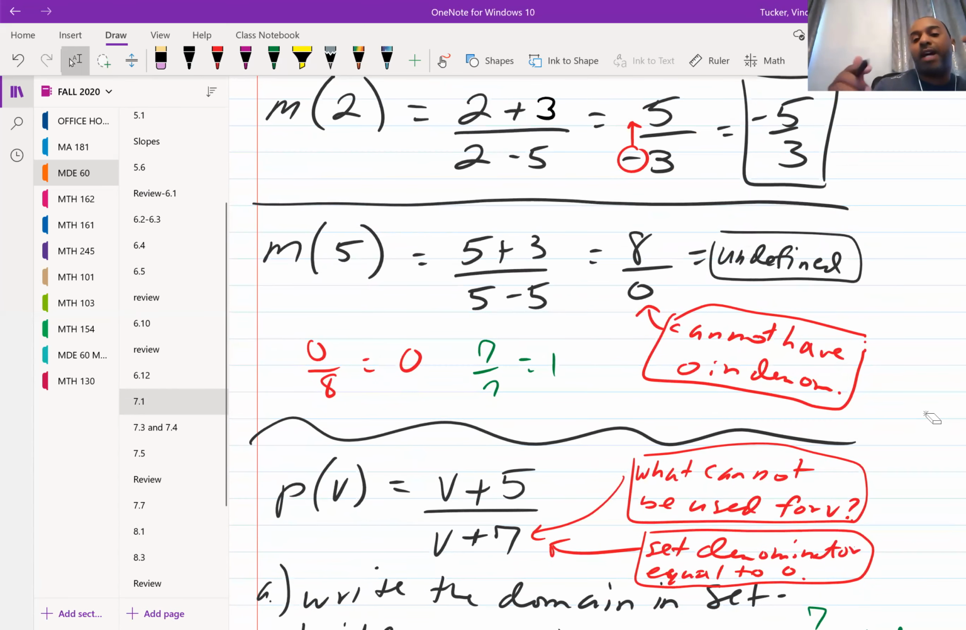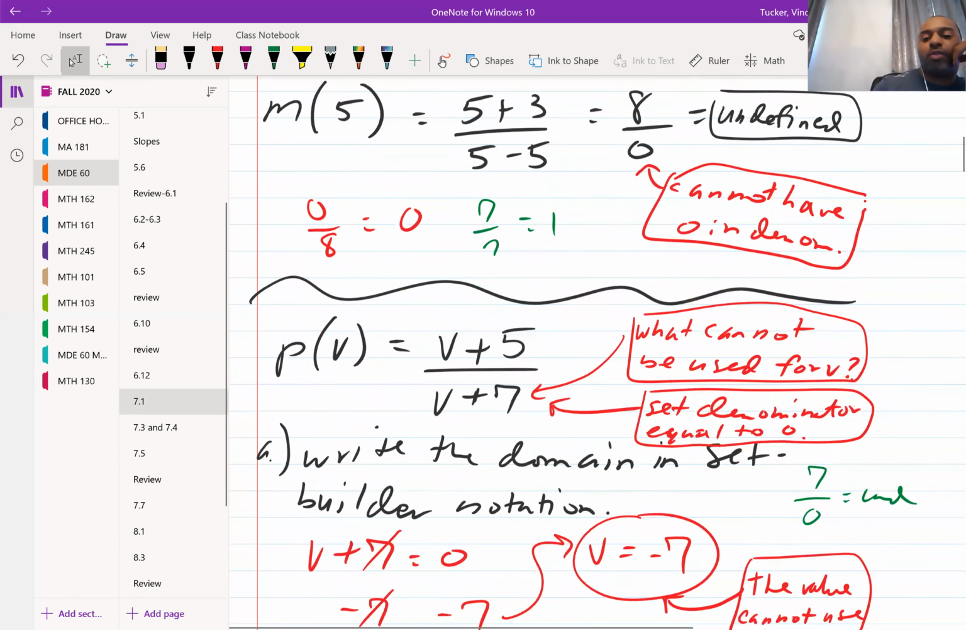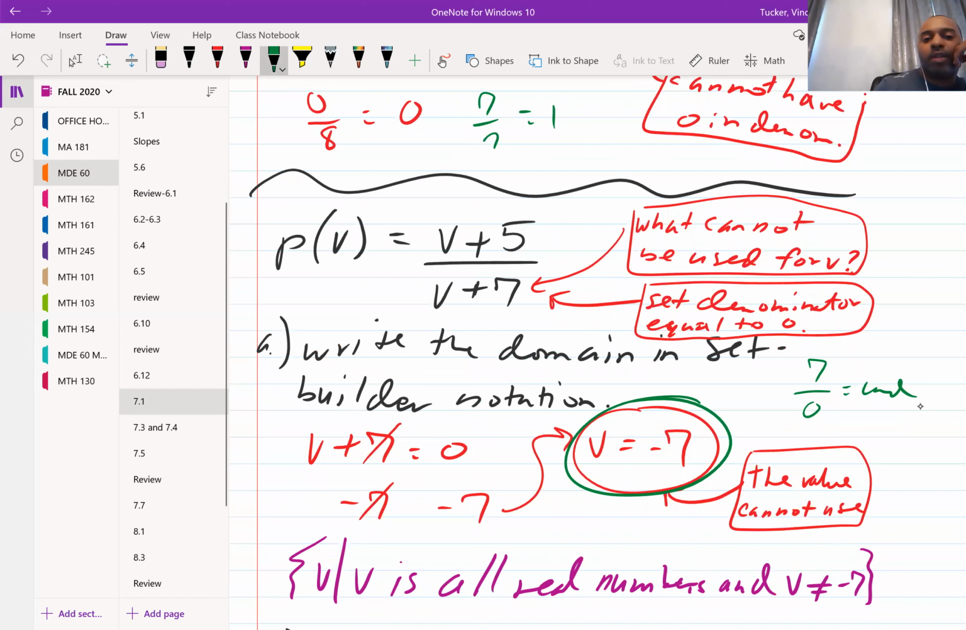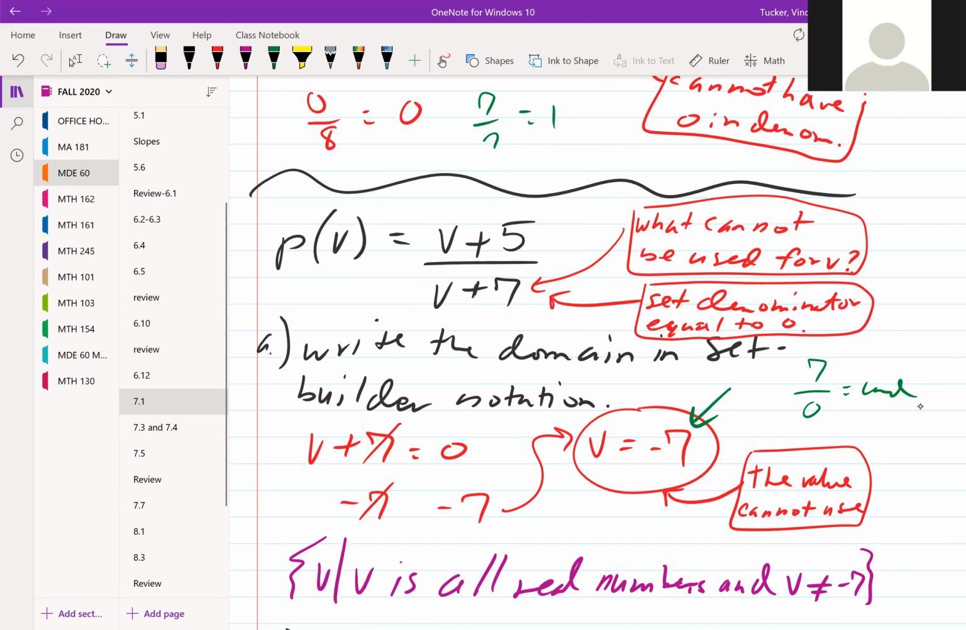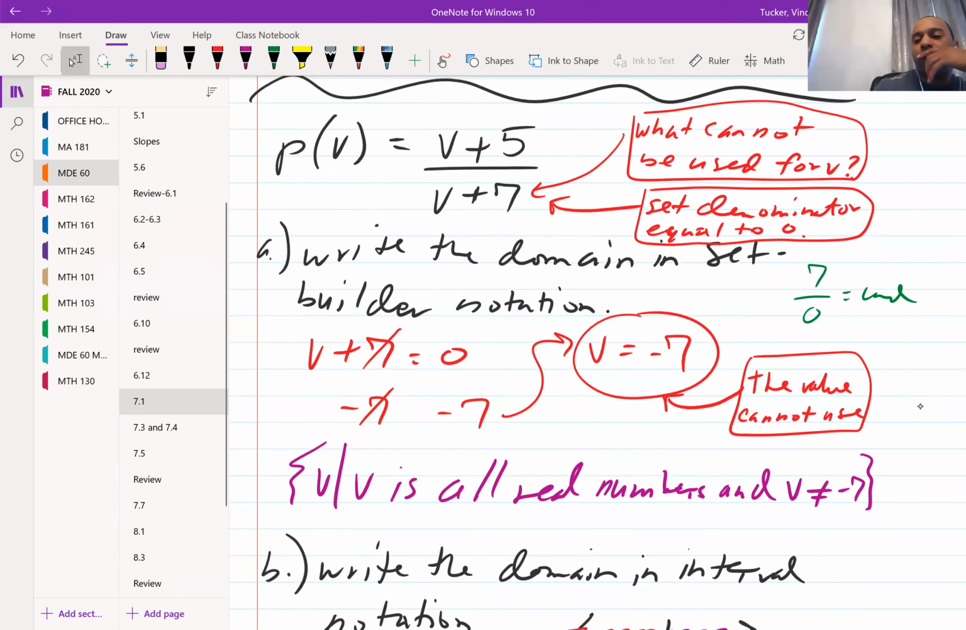So that means you cannot use anything that produces 0 in your denominator. So this negative 7 right here, when I plug it in right here, will give me 0 in my denominator, because negative 7 plus 7 is 0. So that would give me 0 in my denominator, which would be undefined. So I cannot use negative 7. Okay, got it. I was really confused for some reason. I think I still am, but I'm going to keep going.